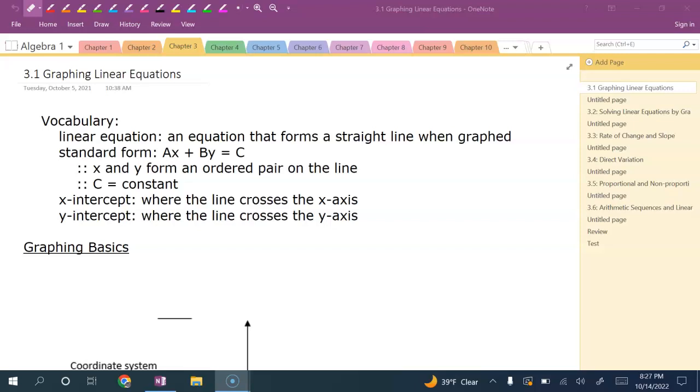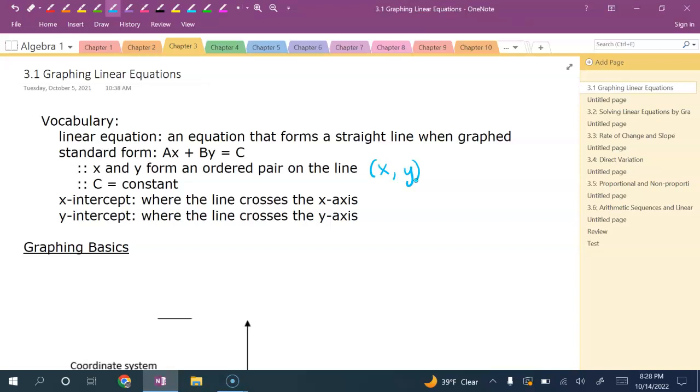Now, as we start getting into graphing these, we're going to be dealing with the coordinate plane. So x and y are going to be used a lot, and those form what we call ordered pairs on a line. All ordered pairs are written in parentheses, with x coming first, y coming second, and there's going to be a comma in between them to separate those two terms.